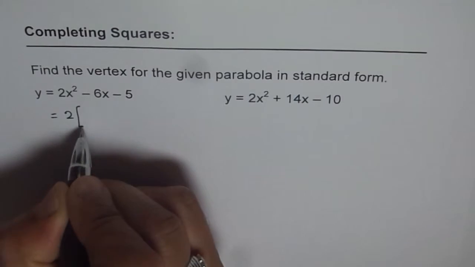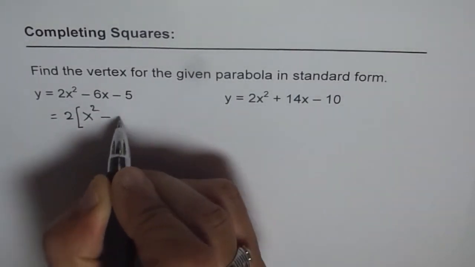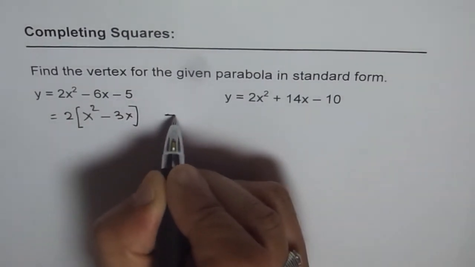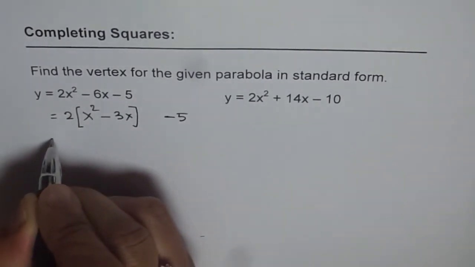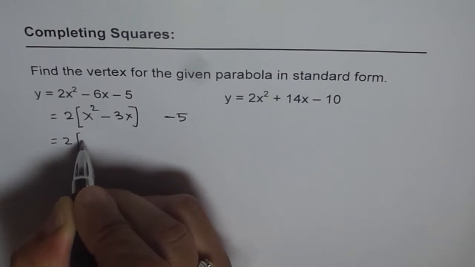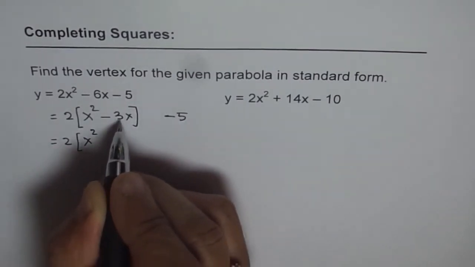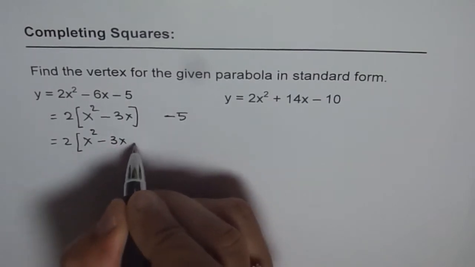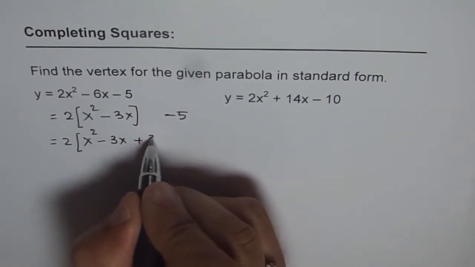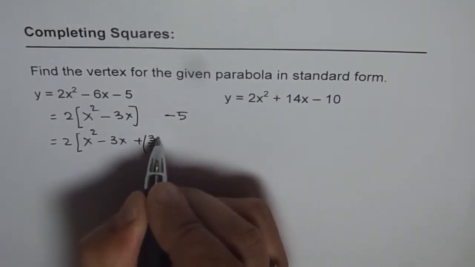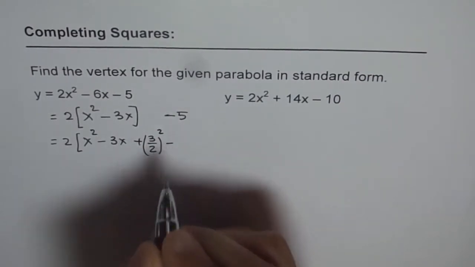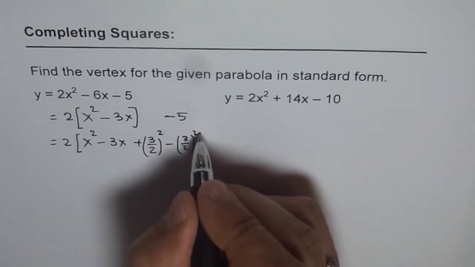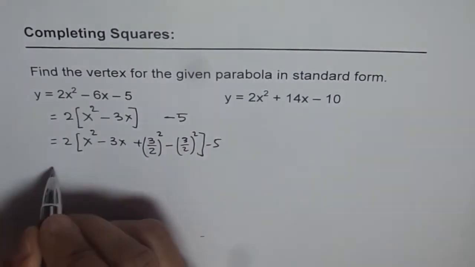What do we get? We get 2x squared minus 6 divided by 2 is 3, 3x, minus 5. Let's keep 5 away for the time being. Next step is we have to take half of 3, the coefficient of x, and then add and subtract its square. So 3 by 2 is half of 3. Add and subtract its square. That gives us (3/2) squared, plus and minus, minus 5.